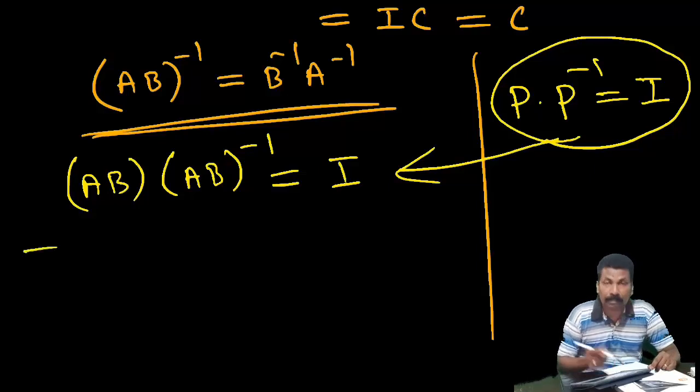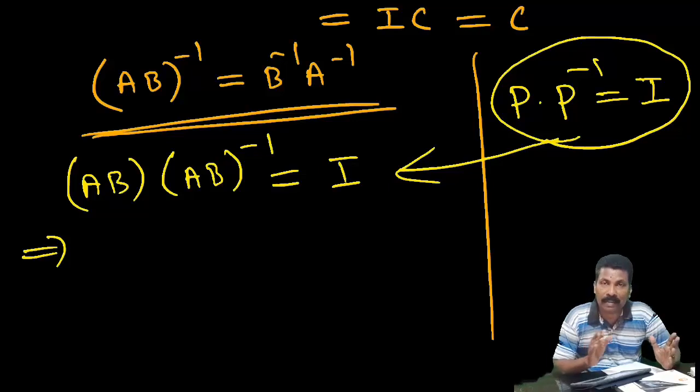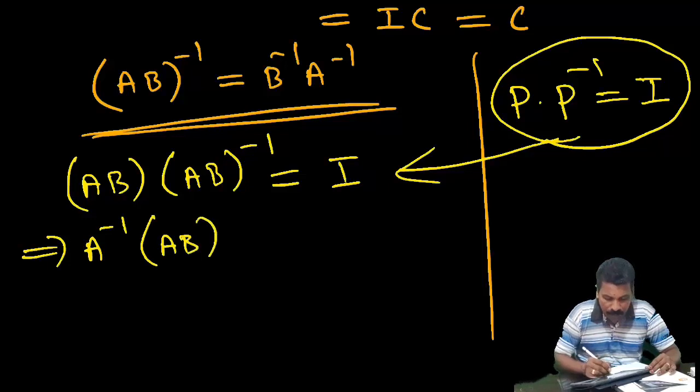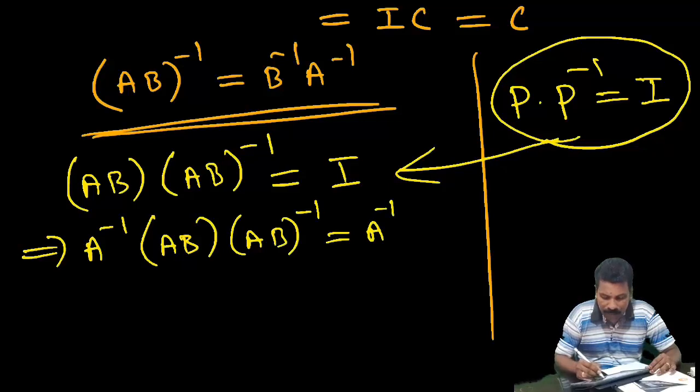Now we can pre-multiply. Pre-multiply means we will multiply from the left hand side of the equation. That is, we shall pre-multiply this equation by A inverse. That is A inverse AB into AB whole inverse is equal to A inverse into I, that is A inverse.